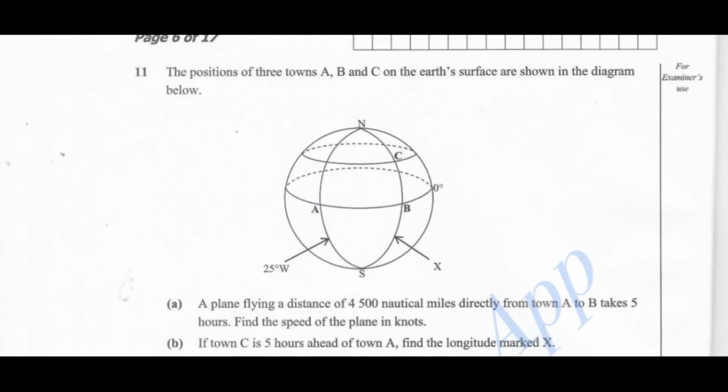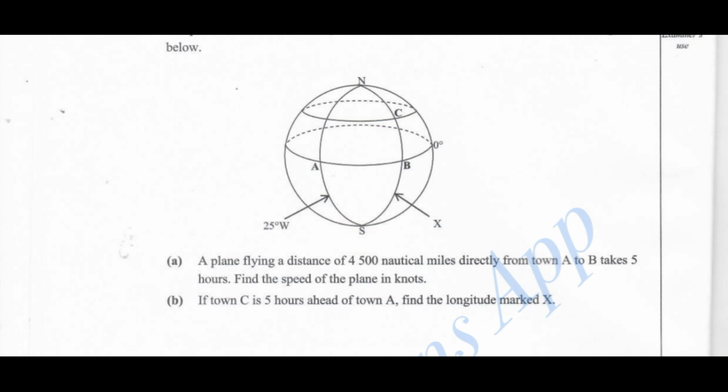So for question 11, the positions of 3 towns A, B, and C on the earthly surface are shown in the diagram below. A plane flying a distance of 4,500 nautical miles directly from town A to town B takes 5 hours. Find the speed of the plane in knots.